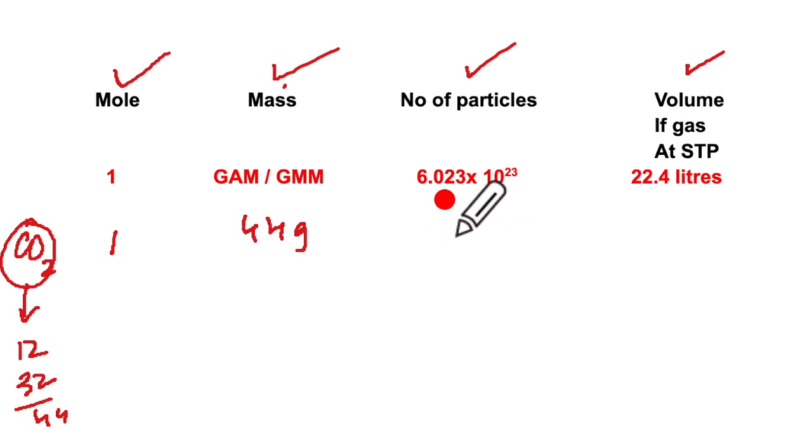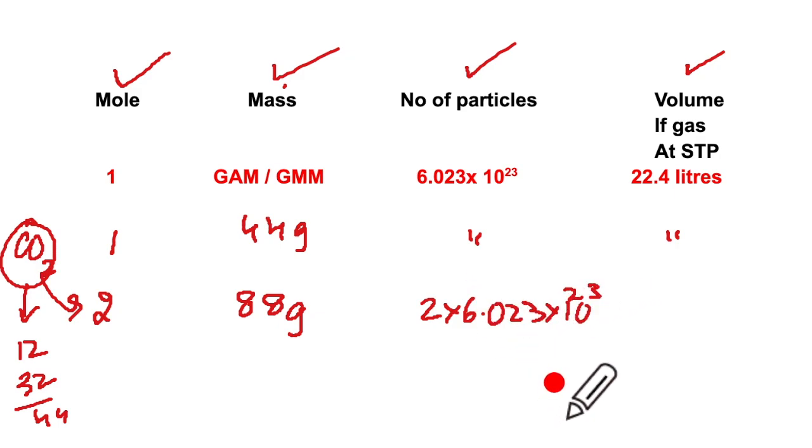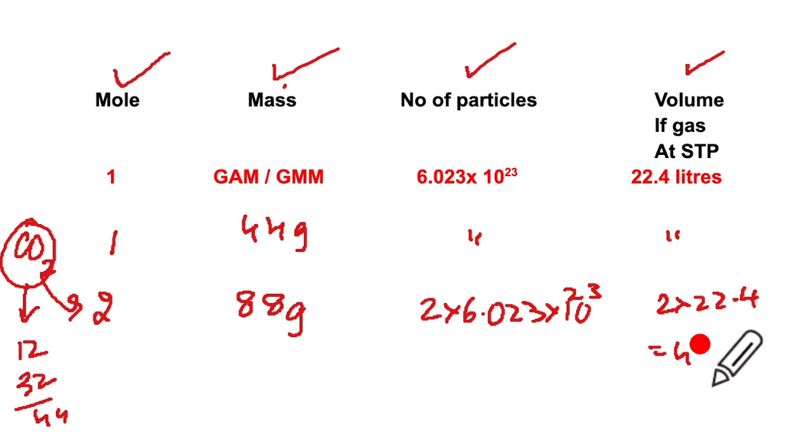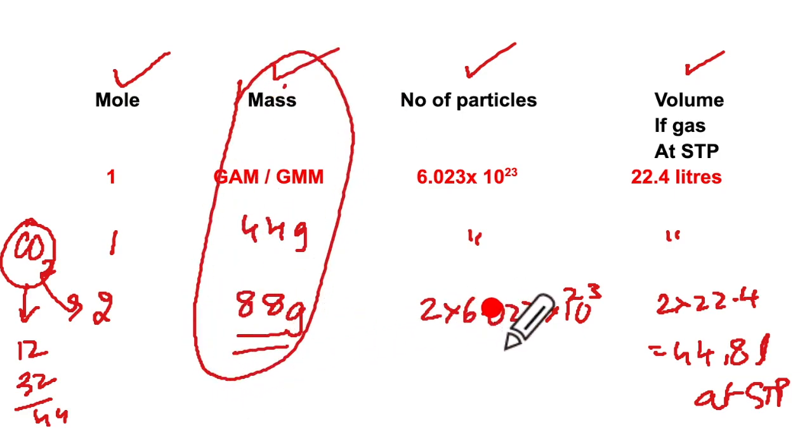Number of particles will be 6.023 into 10 to the power 23, and because it's a gas, its volume will be this. So if I have, let us say, 2 moles of CO2, mass is going to be 88 gram and the number of particles will be 2 into Avogadro's number, that is 6.023 into 10 to the power 23, these many molecules, and the volume will be 2 multiplied by 22.4 liters, which will be 44.8 liters at STP.